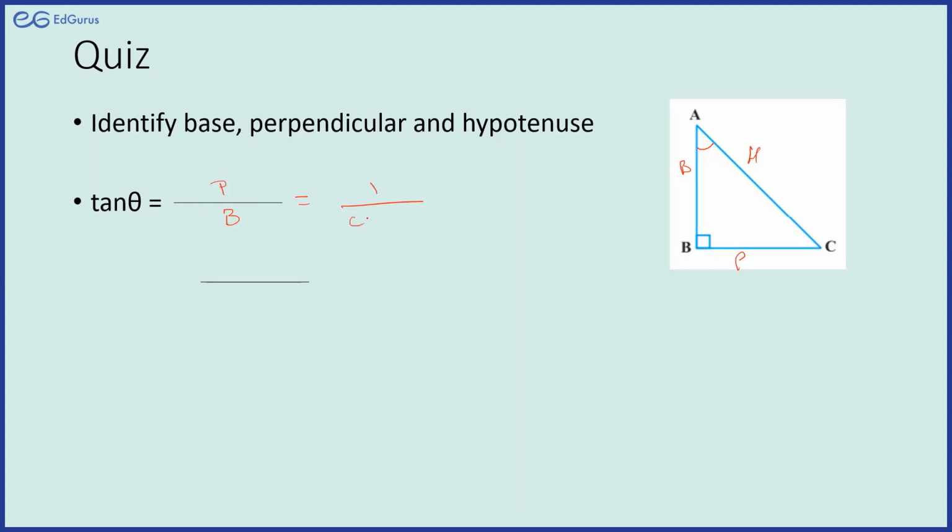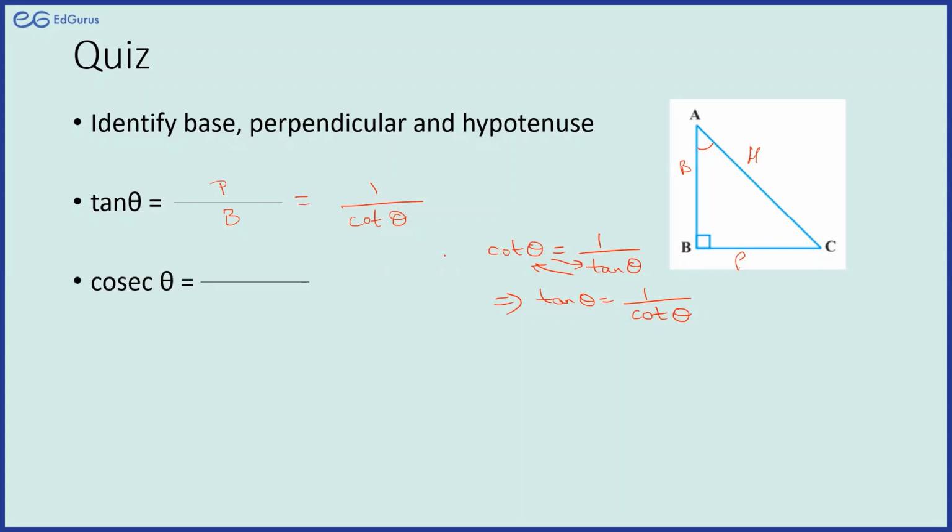So we can write it as 1 upon cot theta, right? And cot theta is equal to 1 upon tan theta, right? So if I switch their positions, tan theta is 1 upon cot theta. They are multiplicative inverses, right? So tan theta is equal to 1 upon cot theta.